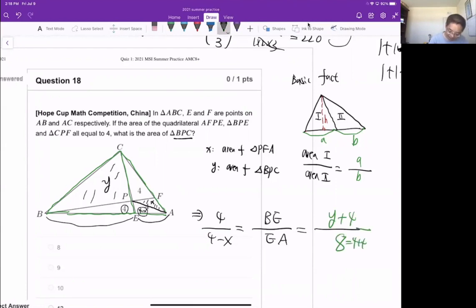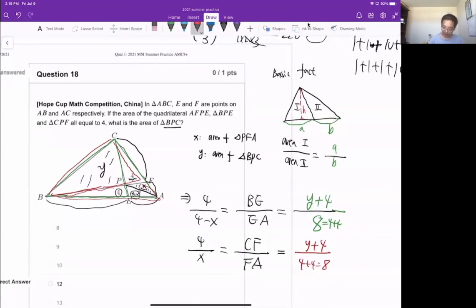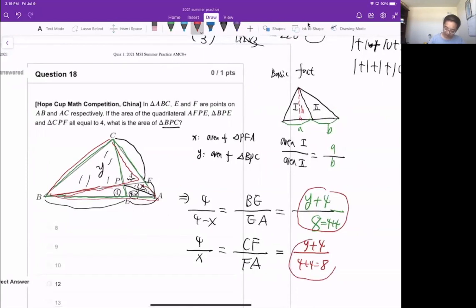Similarly, if I look at the 2 triangles 4 and x, I have 4 over x. This is the ratio of CF to FA, just the corresponding bases. But CF over FA is also given by the triangles of these 2, which is Y plus 4 over 4 plus 4, which is 8. Now we observe that these 2 things are exactly the same: both are Y plus 4 over 8.